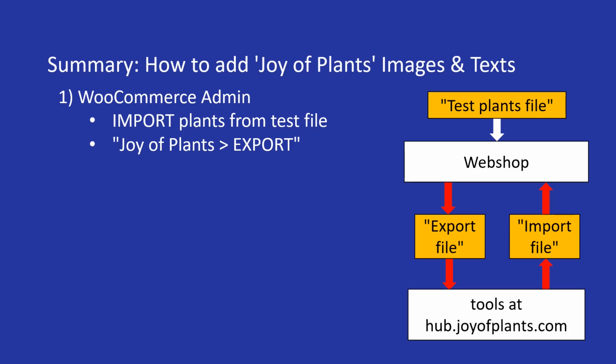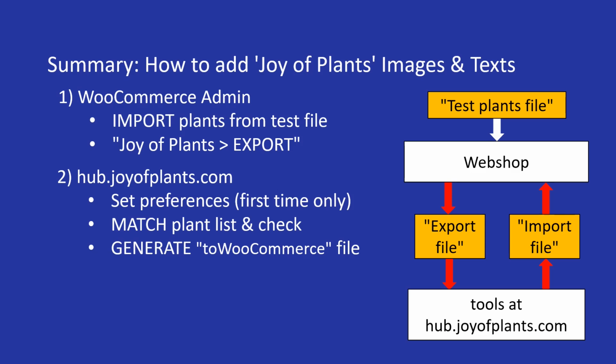Then use the Joy of Plants export option to export those plants as a CSV file with just the fields we need for our process. Then in hub.joyofplants.com, set preferences for the images and text to add to your webshop. You only need to do this once, the first time you follow the process. Then match the plant names in the exported list to those in our library and check the match is made.